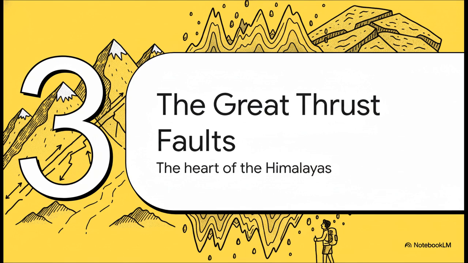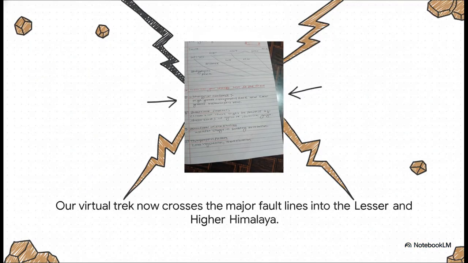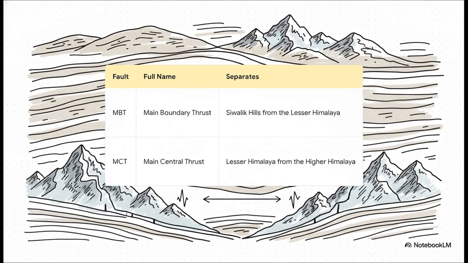We are officially leaving the foothills behind and climbing into the big leagues, the real giants. Looking at our map again, you can see our path is about to cross some of these major lines. Now, these aren't just lines on a diagram. These are enormous fault systems, almost like superhighways where huge masses of rock are on the move. We're crossing from the Siwaliks into the next zone, the Lesser Himalaya. And there are two main players you really need to know about.